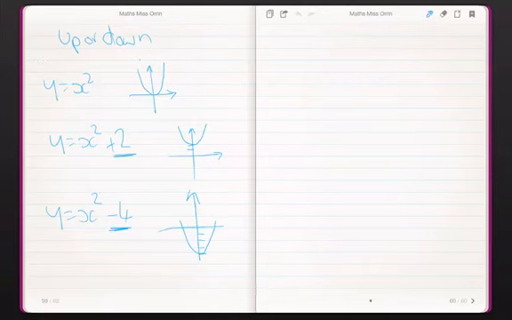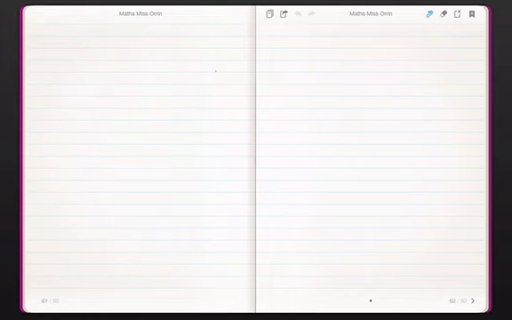Year 9s, we're going to keep talking about translation. So this time, let's turn the page again. We talked about up and down translations. Let's talk about left and right translations. What we're going to look at is how to understand particular types of equations.